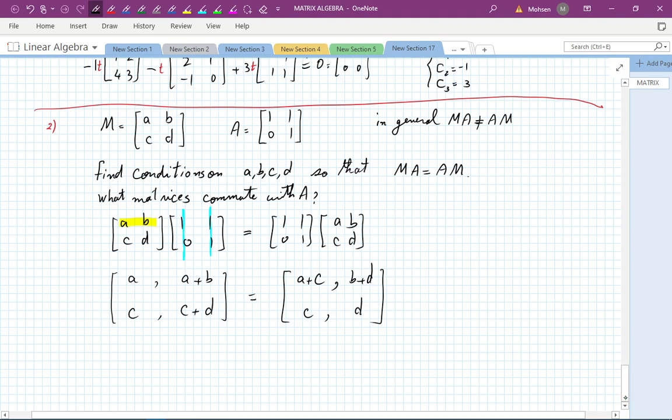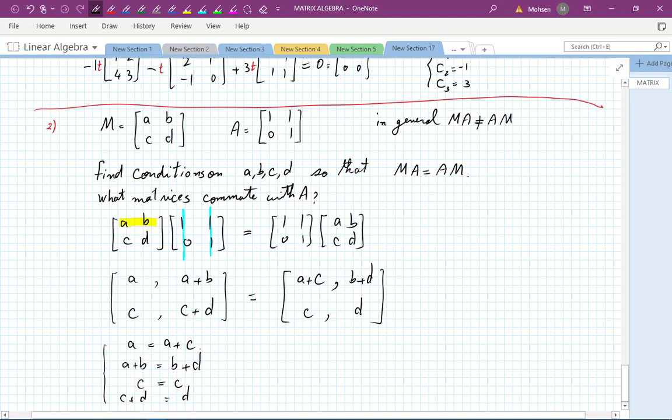So how do we proceed? Well, first entry has to match the first entry here. So A has to be A plus C. This has to be A plus B, has to be same as B plus D. And well, C has to be C. Well, it is C. C plus D has to be equal to D.